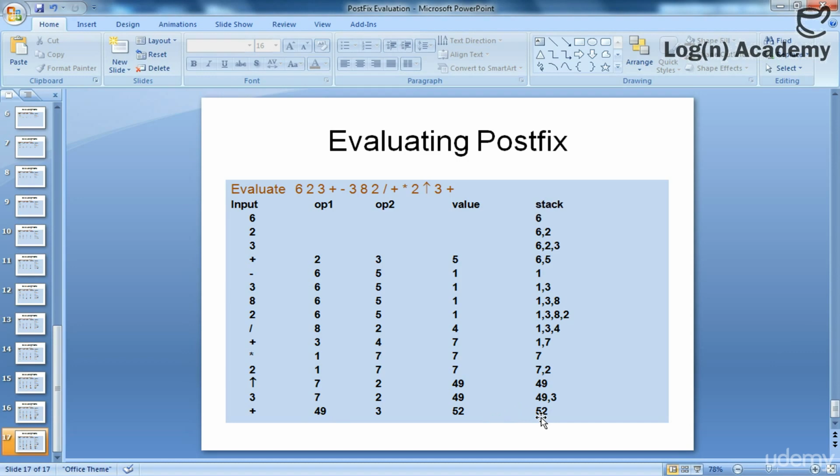So as you can see, evaluation of the postfix expression is not a very complicated process. With the help of a stack, it has become just a piece of cake for us. So in the next lecture we will implement this postfix expression evaluation, and I hope you've understood the process.